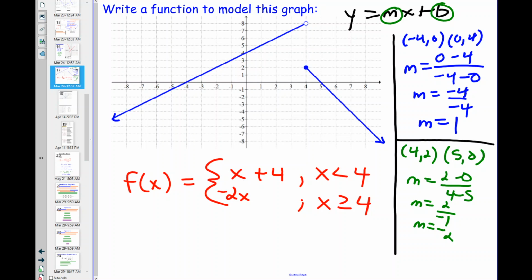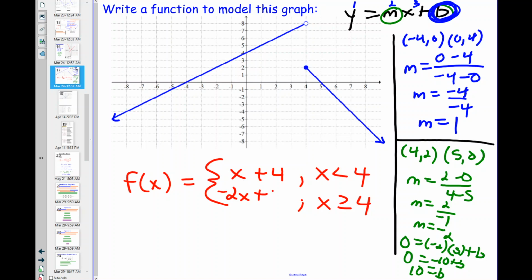So, if you want to know b, because b is what I'm looking for, I have to plug something in for these other three. What's the m going to be? I just found it. Negative 2. What do you think I'm going to put in for the x and the y? One of the 2 points. You want 5, 0? I love my zeros. So now make sure you put the 0 where the y goes. m is negative 2, x will be 5, plus b. So 0 equals negative 10 plus b. Plus 10, plus 10, you end up with 10 is b.